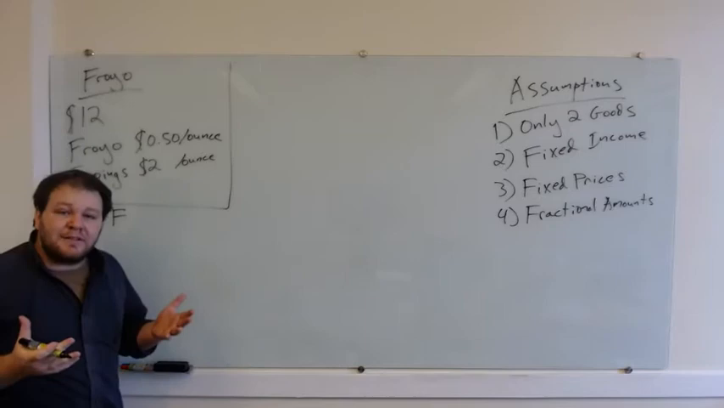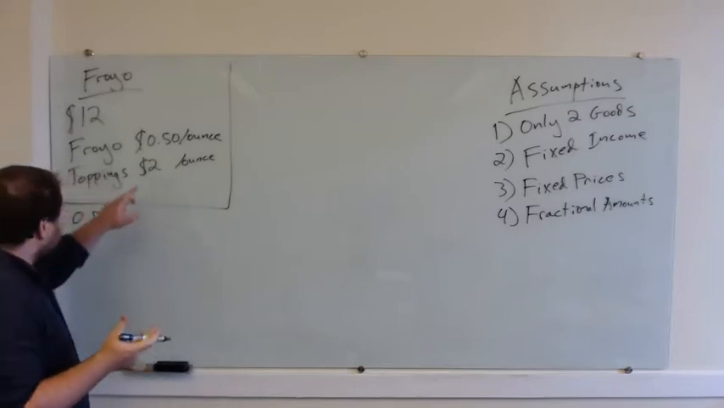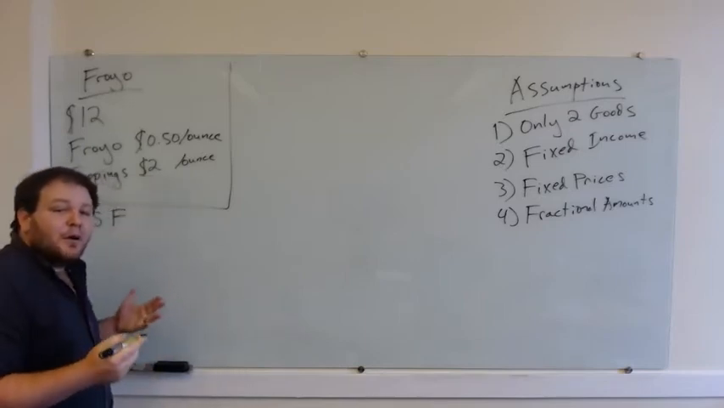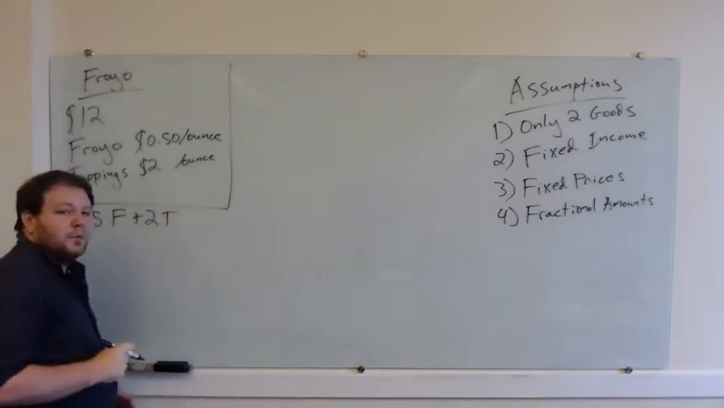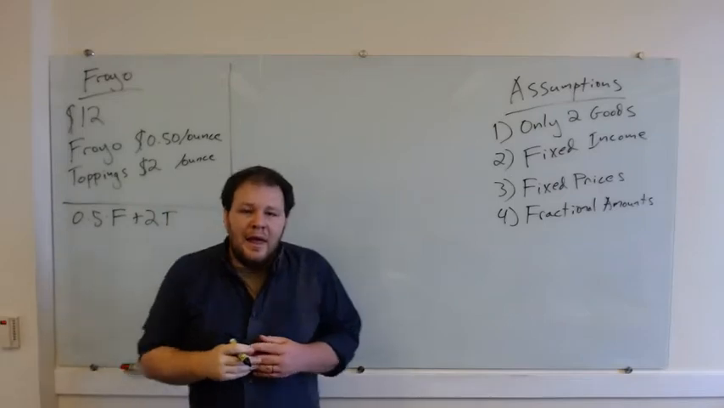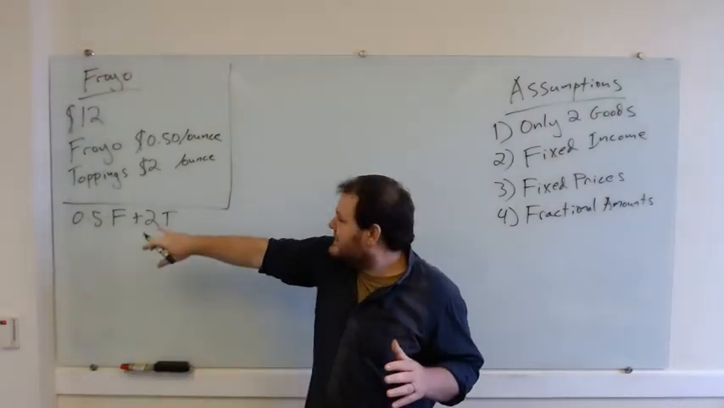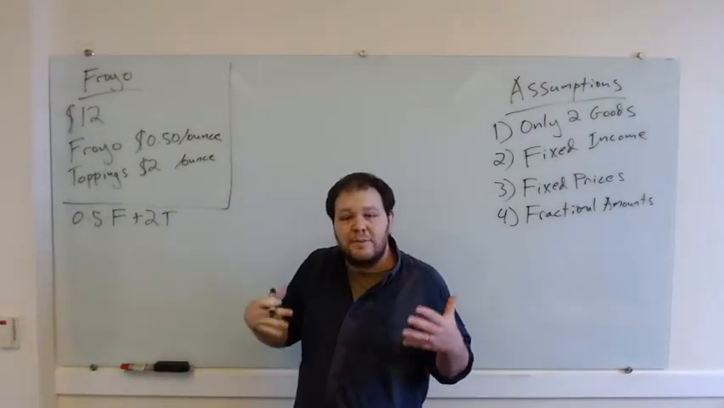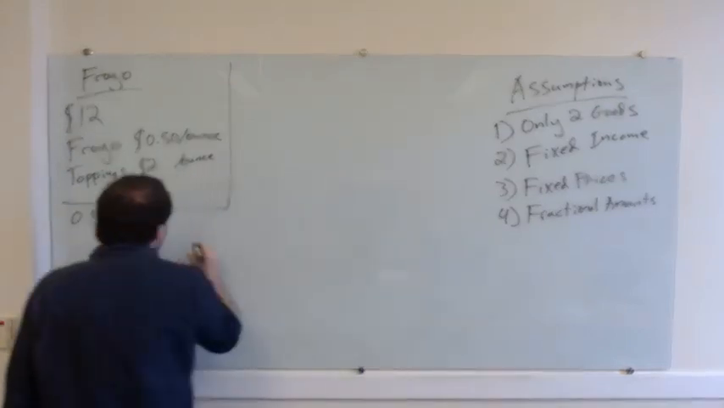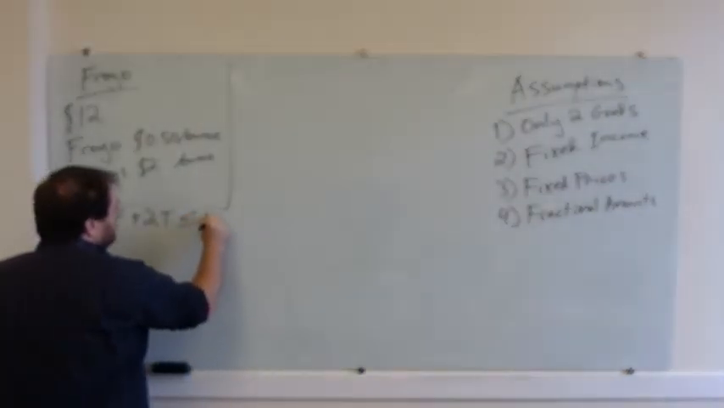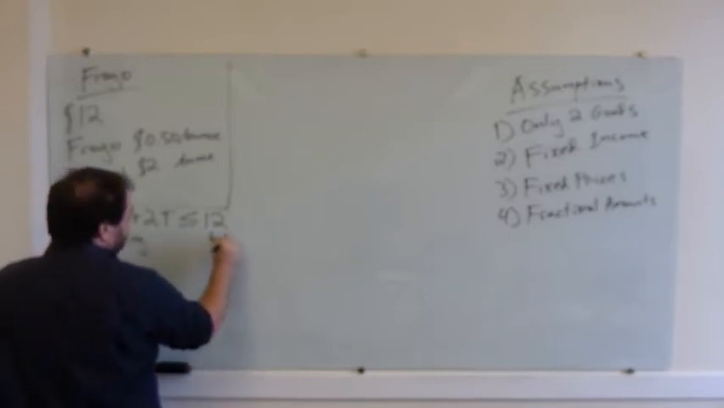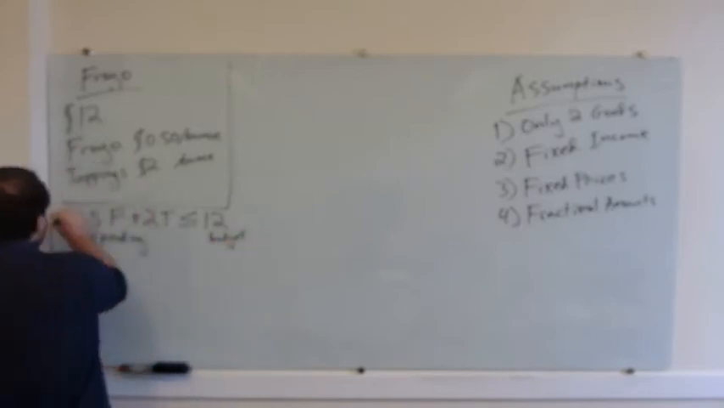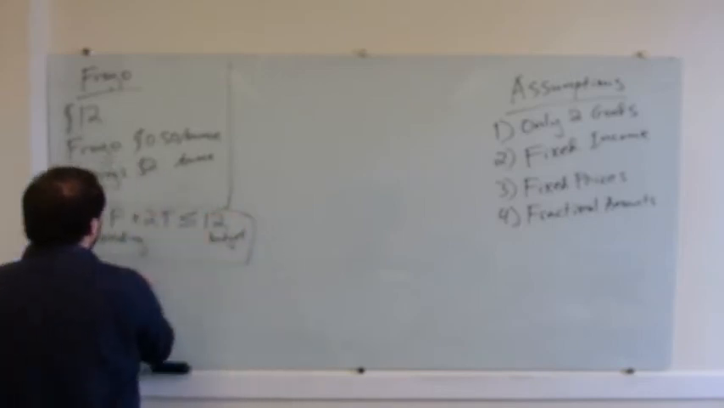And how much do we spend on toppings? Well, it's the price of toppings, $2 an ounce, times the number of ounces of toppings, which we'll call T, right? And this is the amount we're going to spend. In order for an amount to be affordable, this needs to add up to no more than $12, right? So this is our spending. We'll call this our budget constraint.